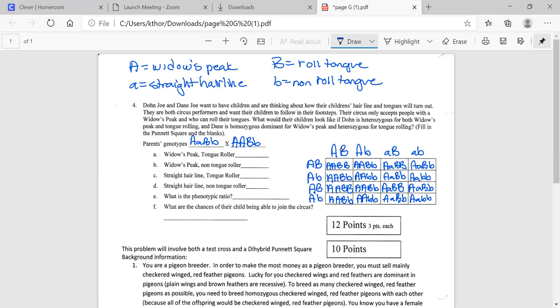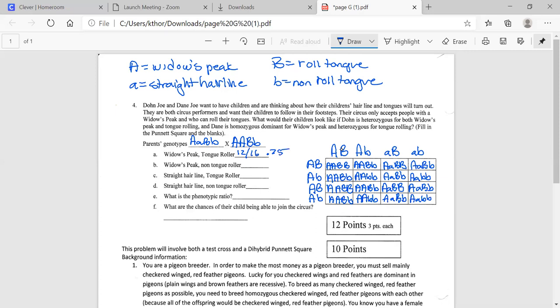All right, so how many will have both dominant traits? We need to find how many boxes have a dominant A and a dominant B. So we got 1, 2, 3, 4, 5, 6, 7, 8, 9, 10, 11, 12. 12 out of 16, which is 0.75.